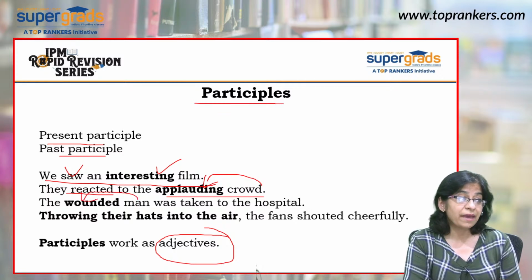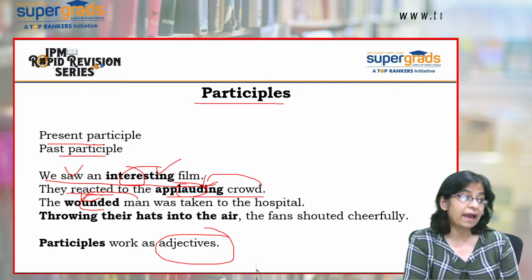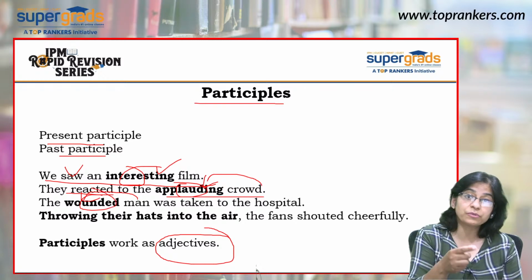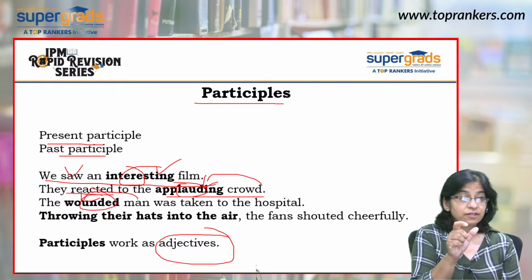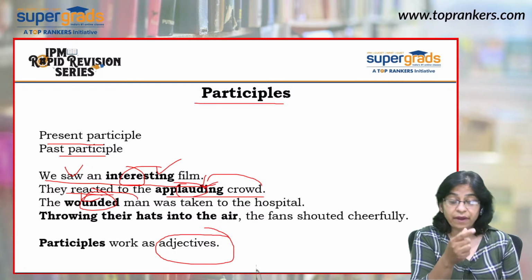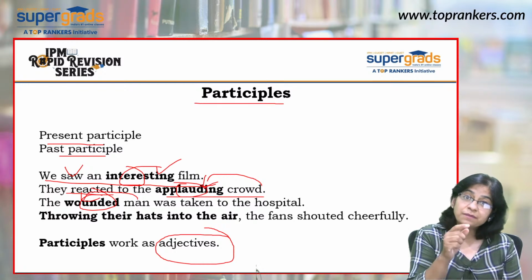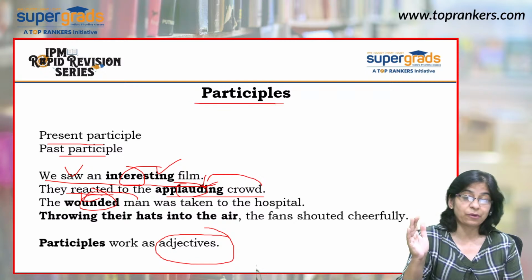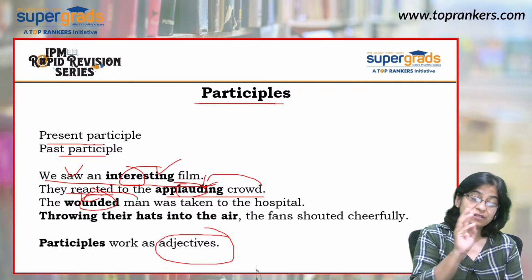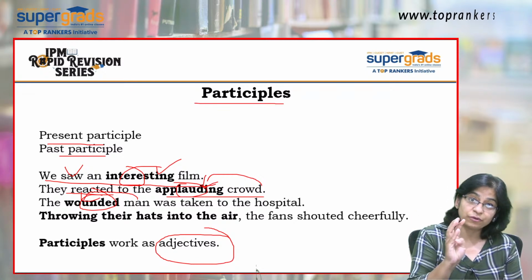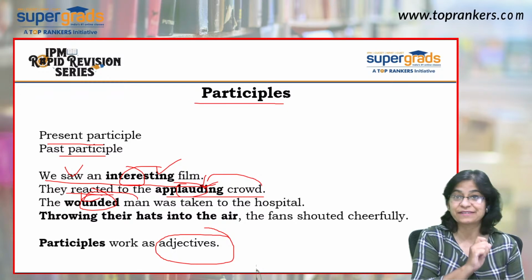Now, how was the man? The man was wounded. So, all three words, interesting, applauding, and wounded, tell us more about the nouns they were attached to. That is the film, the crowd, and the man. The verbs in these three sentences were different altogether. These three words, interesting, applauding, and wounded, only work like adjectives in these sentences.